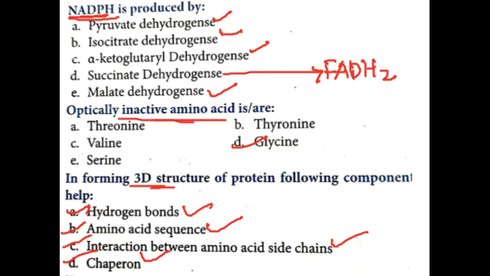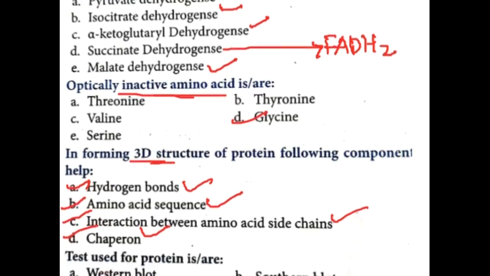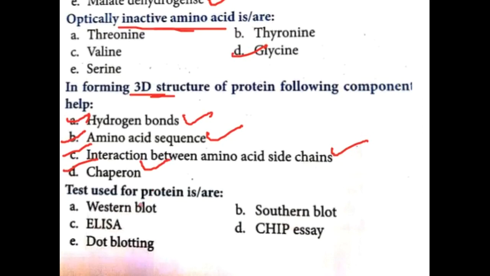Then next question. The test used for proteins is Western blot. Southern blot is actually used for DNA. ELISA is used for proteins and ChIP assay is used for proteins. So for proteins we use Western blot, ELISA and ChIP assay.